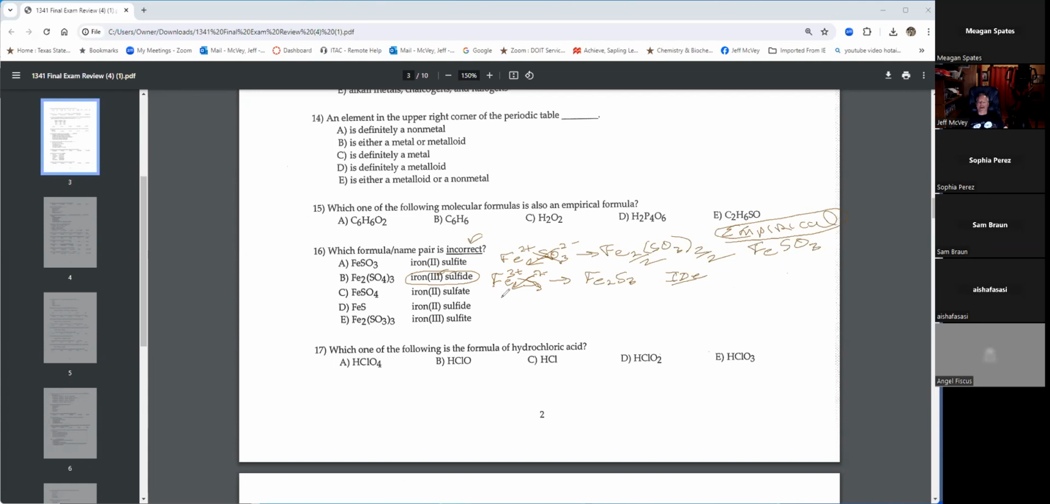Iron 2 sulfate. So that means iron with a 2+ charge, sulfate also has a 2- charge. It's an SO4 with a 2-. We'll do the same thing we did up here with iron 2 sulfite. We cross, and that will give us Fe2(SO4)2. But again, you have to write ionic compounds as empirical formulas. So that just gives us FeSO4.